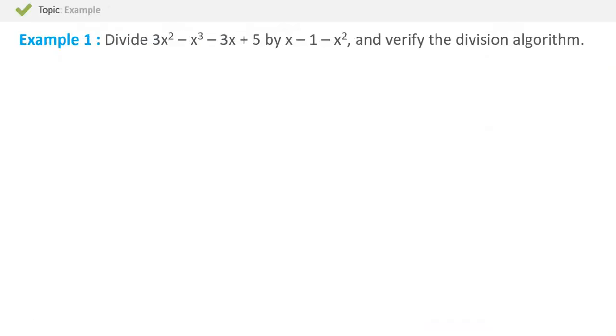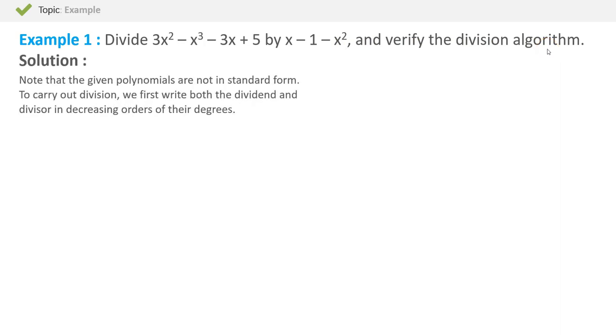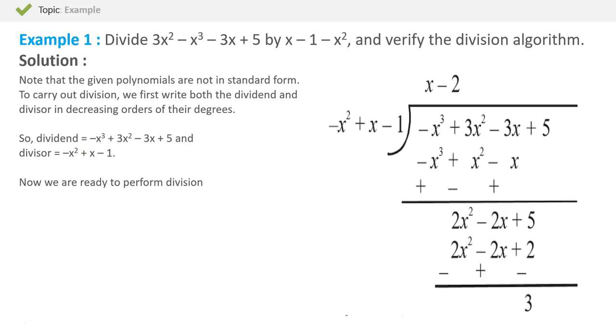Now let's take an example again. Divide 3x squared minus x cubed minus 3x plus 5 by x minus 1 minus x squared, and verify the division algorithm. Here we notice that both polynomials are not organized, so I'm going to organize them in descending order of their degree. Hence, the dividend can be written as minus x cubed plus 3x squared minus 3x plus 5, and the divisor can be represented as minus x squared plus x minus 1.